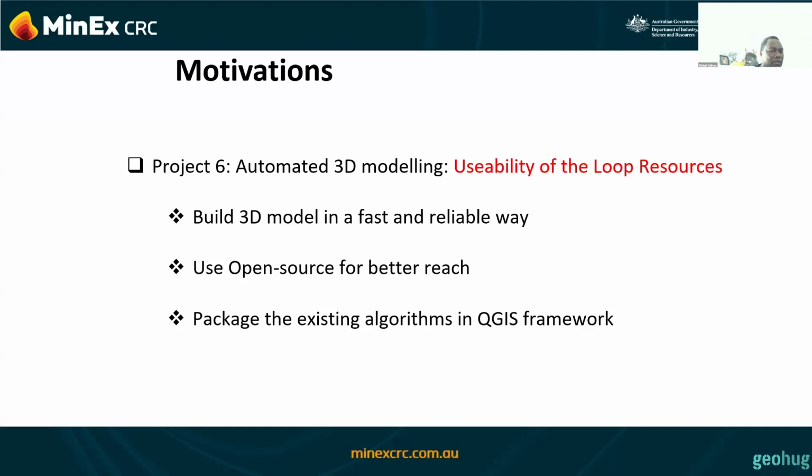One will think of open source packages. In this talk, we show that more user-friendly frameworks with less data manipulation are needed to help improve in these directions. So build 3D models in a fast and reliable way, use open source for better reach, and package the existing algorithms in a QGIS framework.